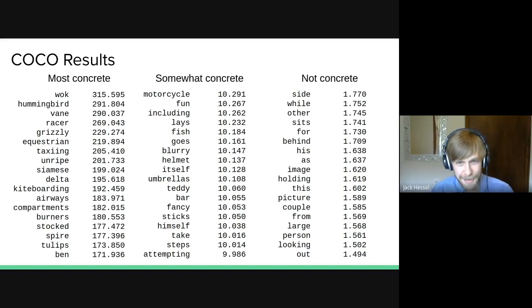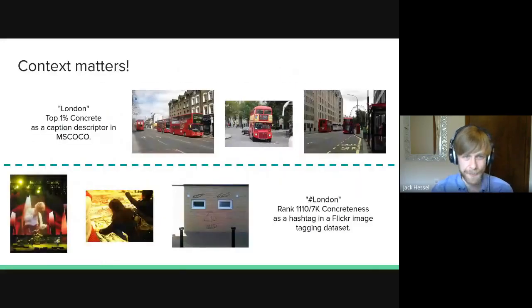So I think the manner in which a lot of these human judgments of concreteness are gathered is void of context, which I think is why we're not perfectly correlating with human judgments. I think if you were to provide some context for humans, like perhaps the Microsoft COCO context, it might lead humans to judge more concrete scores for London, for example.